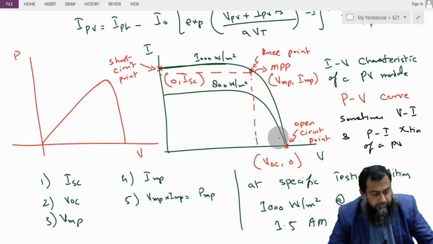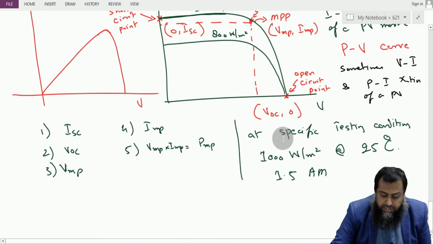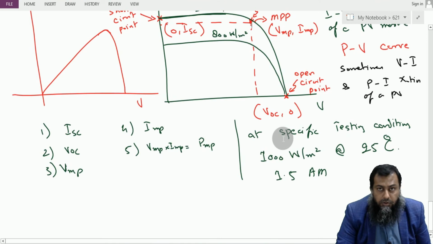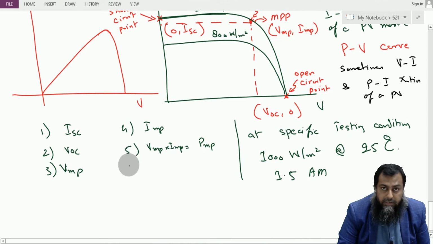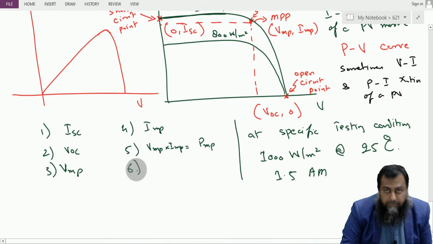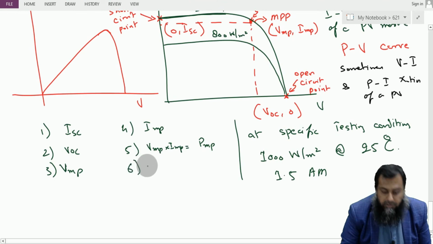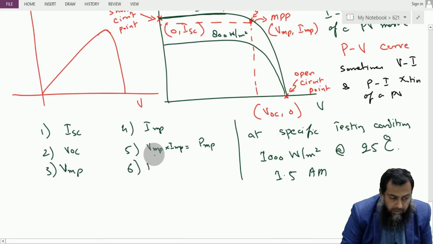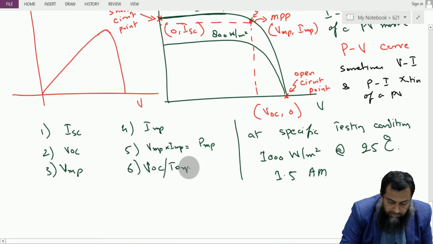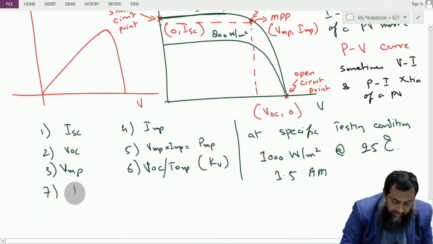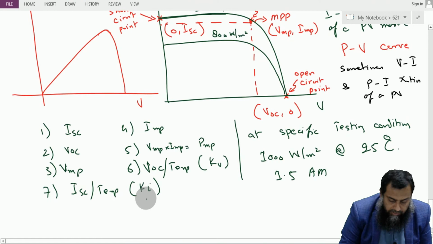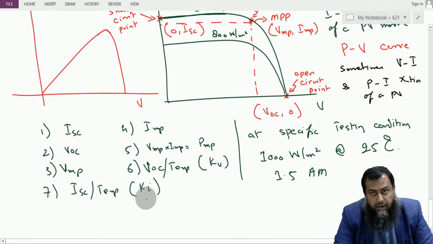Right now in here, you see that the data sheet of any photovoltaic module contains these 5 parameters in general and 3 other parameters in particular. Sometimes it is there and sometimes it is not there. That is the thermal coefficient or the temperature coefficient of the VOC. So VOC versus the temperature coefficient is represented by KV. And then the short circuit current with the temperature coefficient, we call it KI. These 2 parameters are also given in a standard data sheet.